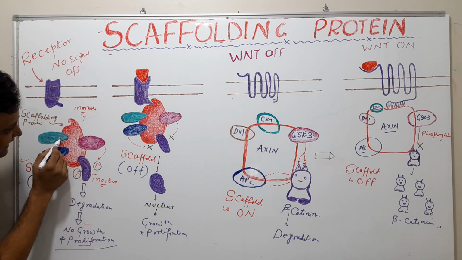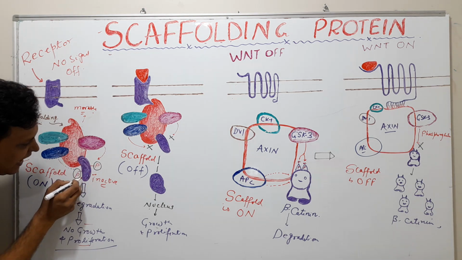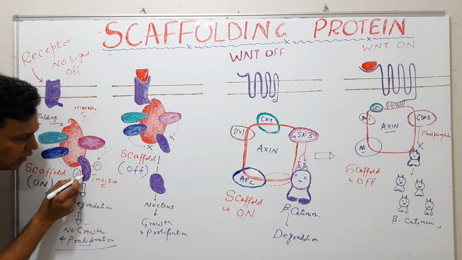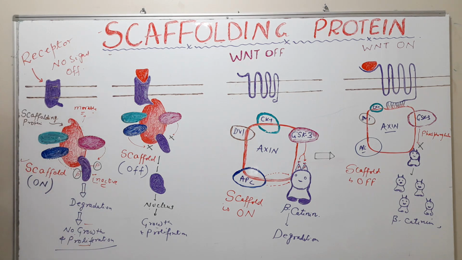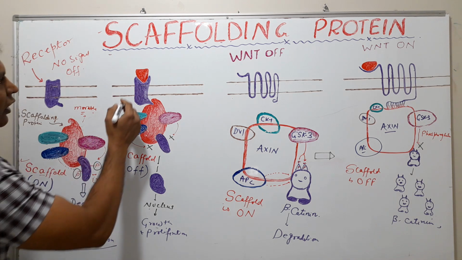Then these kinases are active and they phosphorylate this protein, then this protein becomes inactive and there is no growth and proliferation. It means that the scaffold is on.